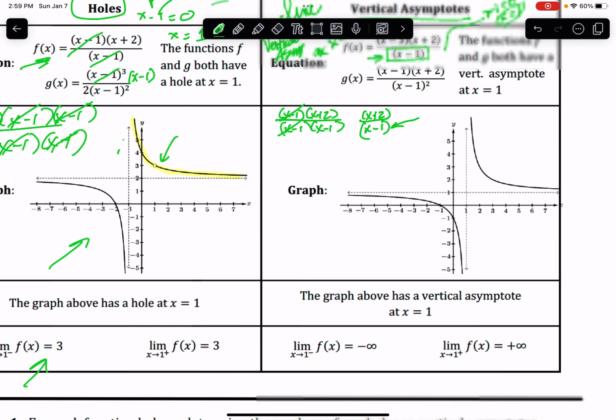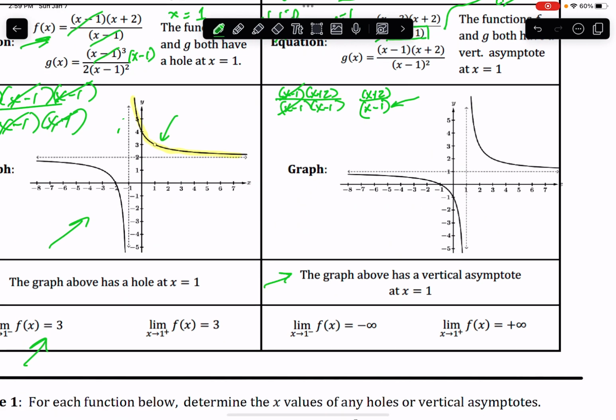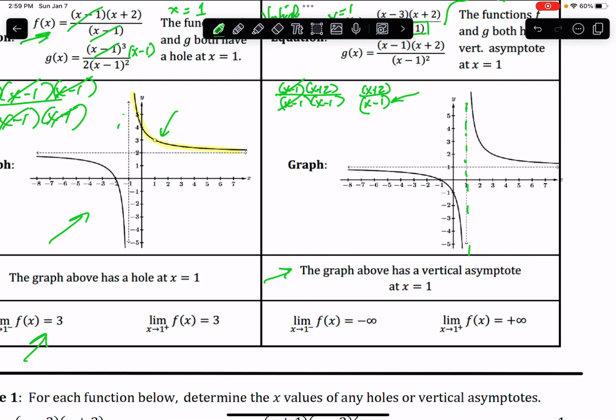And so let's look at this statement down here. The graph above has a vertical asymptote at x equals 1. So remember, if you're graphing, to always graph in your vertical asymptotes. And then they talk about if I take the limit as I go to 1 from the left, that's what that little negative is. So if I'm going to 1 from the left as I draw, I am going to negative infinity.